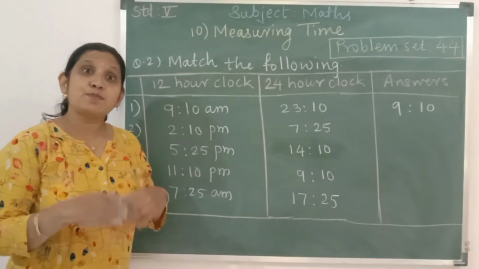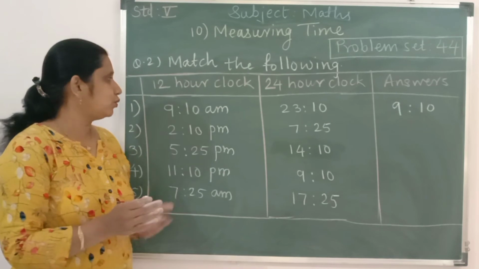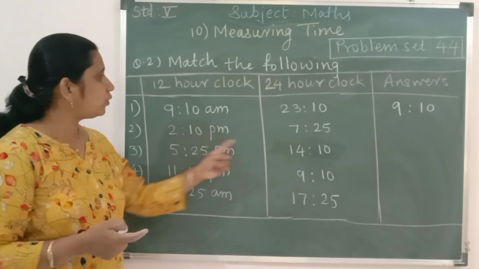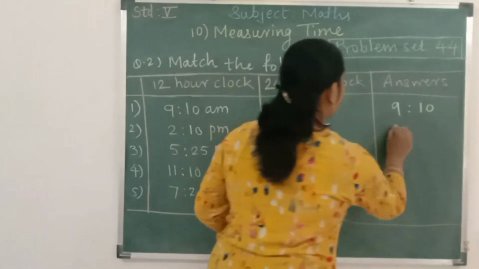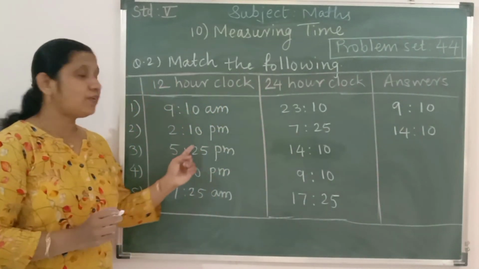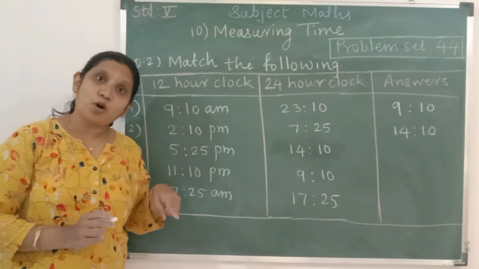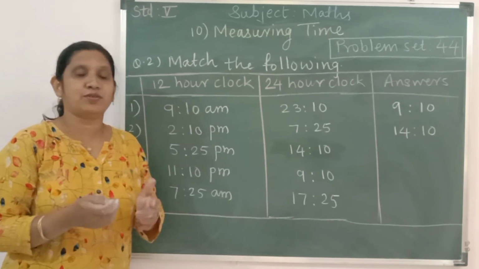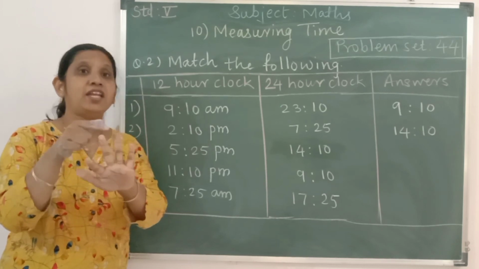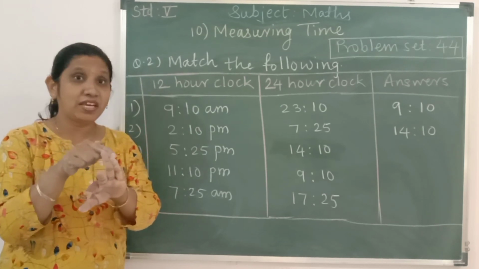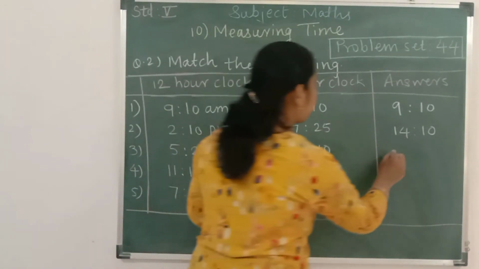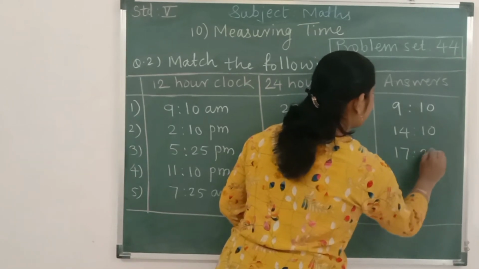2:10 p.m. p.m. means post meridian, means after 12 noon. So 2 means what? 1 is 13, 2 is 14. So yes, it will be 14:10. Now third one, 5:25 p.m. It is again post meridian, means after 12 noon. So 1 is 13, 2 is 14, 3 is 15, 4 is 16 and 5 is 17. So 17:25, yes, this will be the correct option for third one. Alright.